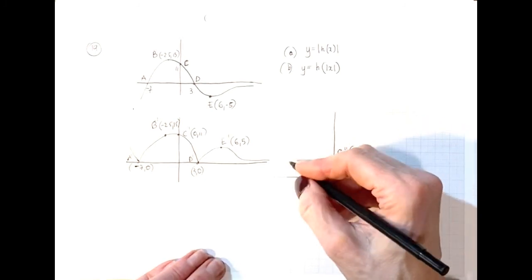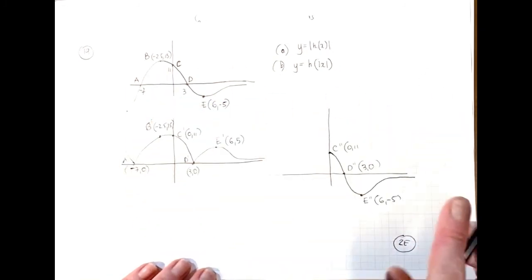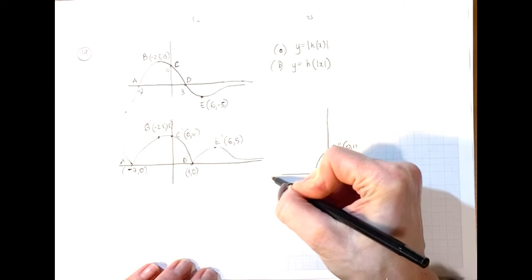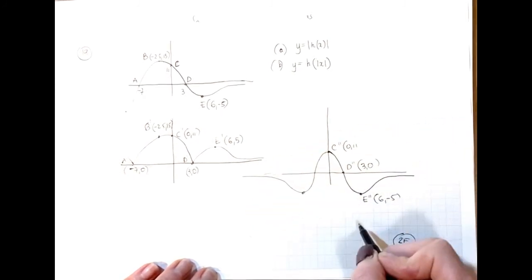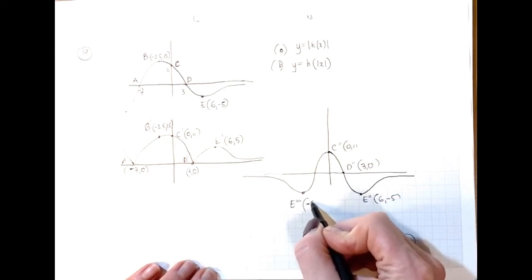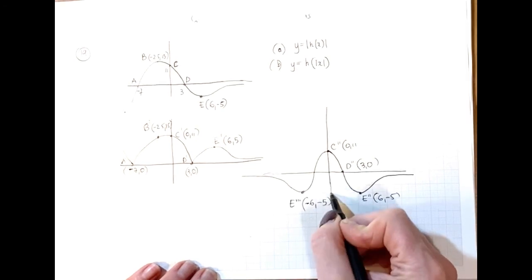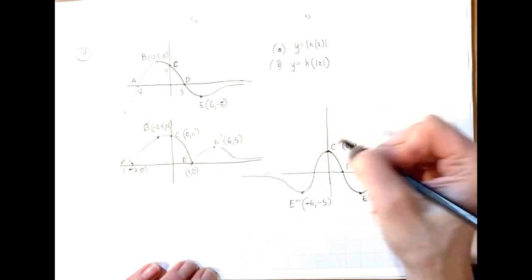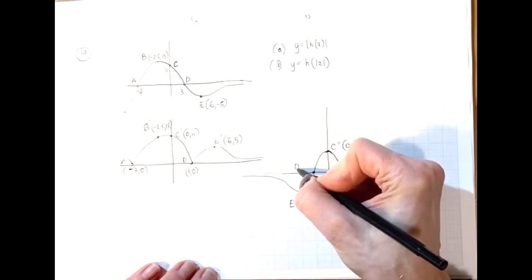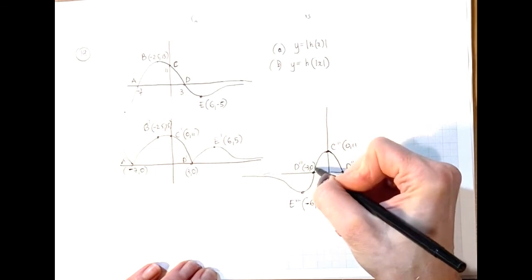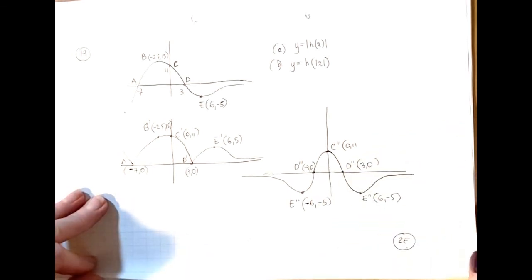And then you haven't got the images of B or A. The left hand side is totally gone, but the right hand side will be reflected in the y-axis. So you will have a point here, not sure what to call it, let's call it E triple dash. So that's going to be (-6, -5), because from (6, -5) it goes to -6 for x. And point D, let's call it D triple dash, will be (-3, 0). There you go. Okay, and now going to exercise 2E.